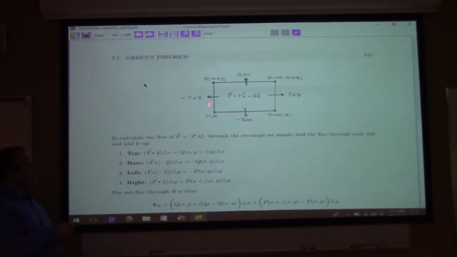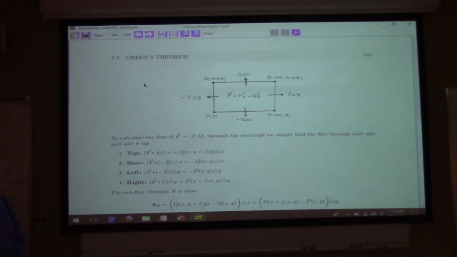The left side, well, the left side I've got a normal pointing to the left, right? Am I correct? So the normal n hat is minus x hat here. So F dot that times delta y gives me minus P delta y. That's the flux through the left side. The flux through the right side, delta y is the height of it, and x hat is the normal to the right side. And so we pick up P of x plus delta x comma y, times delta y.